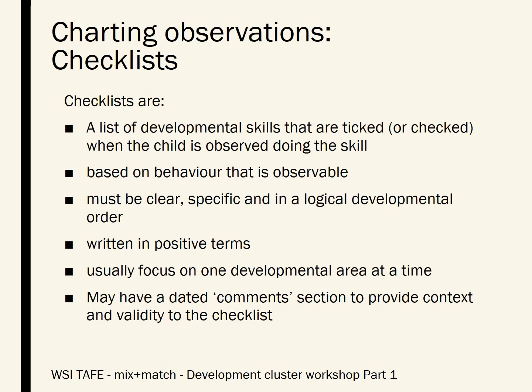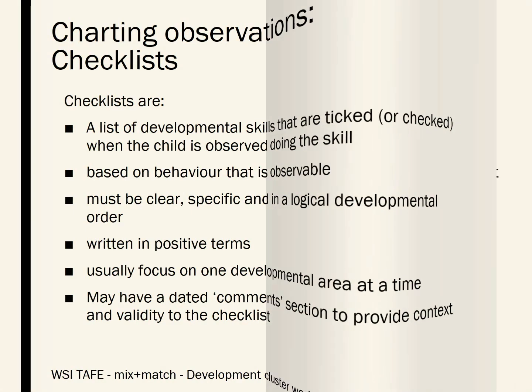The main difference between the two, they are both lists of developmental skills in developmental order, in developmental areas. They should be clear and logical, okay? They should be written in positive terms, meaning you are marking what a child can do, not what a child can't do. The main difference is that a checklist is a tick. Yes, the child can do the skill. Nothing else.